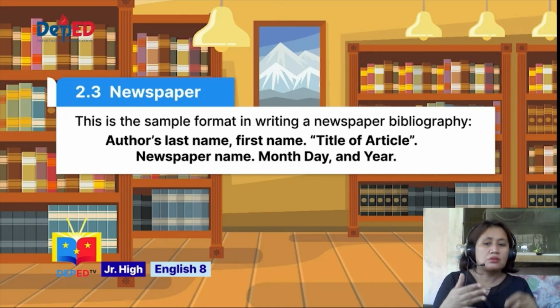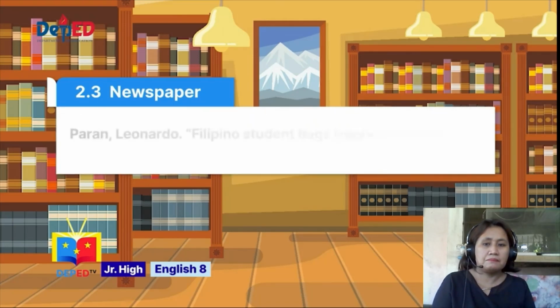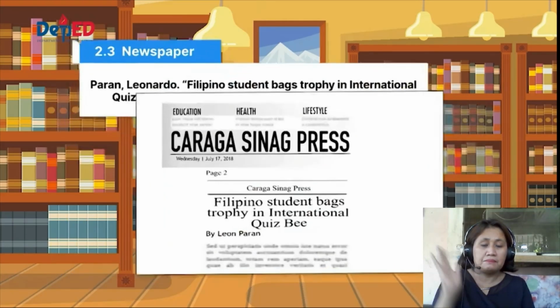Write the author's last name, comma, and then the first name, period, open quotation mark, title of the article, close quotation mark, period, newspaper name, period, month, day, comma, and year, period. Here's an example of a newspaper bibliography.